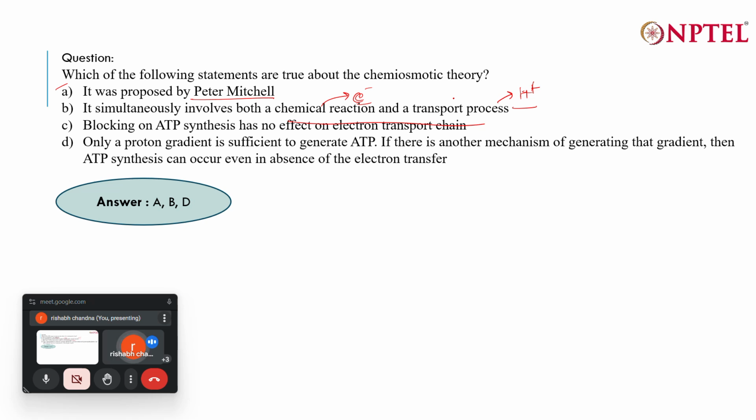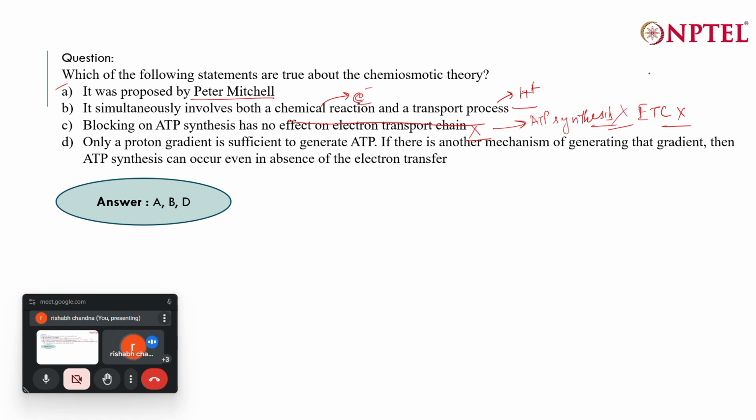Then, blocking ATP synthesis has no effect on the electron transport chain. No, this is false. Because when ATP synthesis is blocked, proton accumulation takes place that will hamper the equilibrium. So the ETC is also blocked.